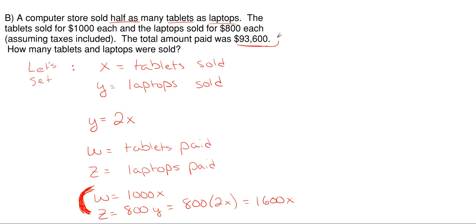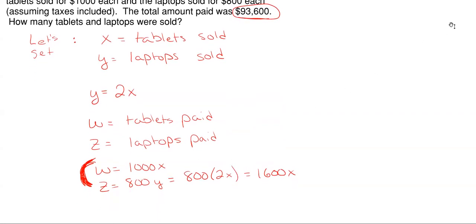Well, right here, it says the total amount between all of this is 93,600. So what that means is, if I scroll a little bit here, what that means is that the total amount paid for everything, which would be tablets plus the laptops, equals 93,600. Well, let's plug in 1,000x for W and 1,600x for Z.